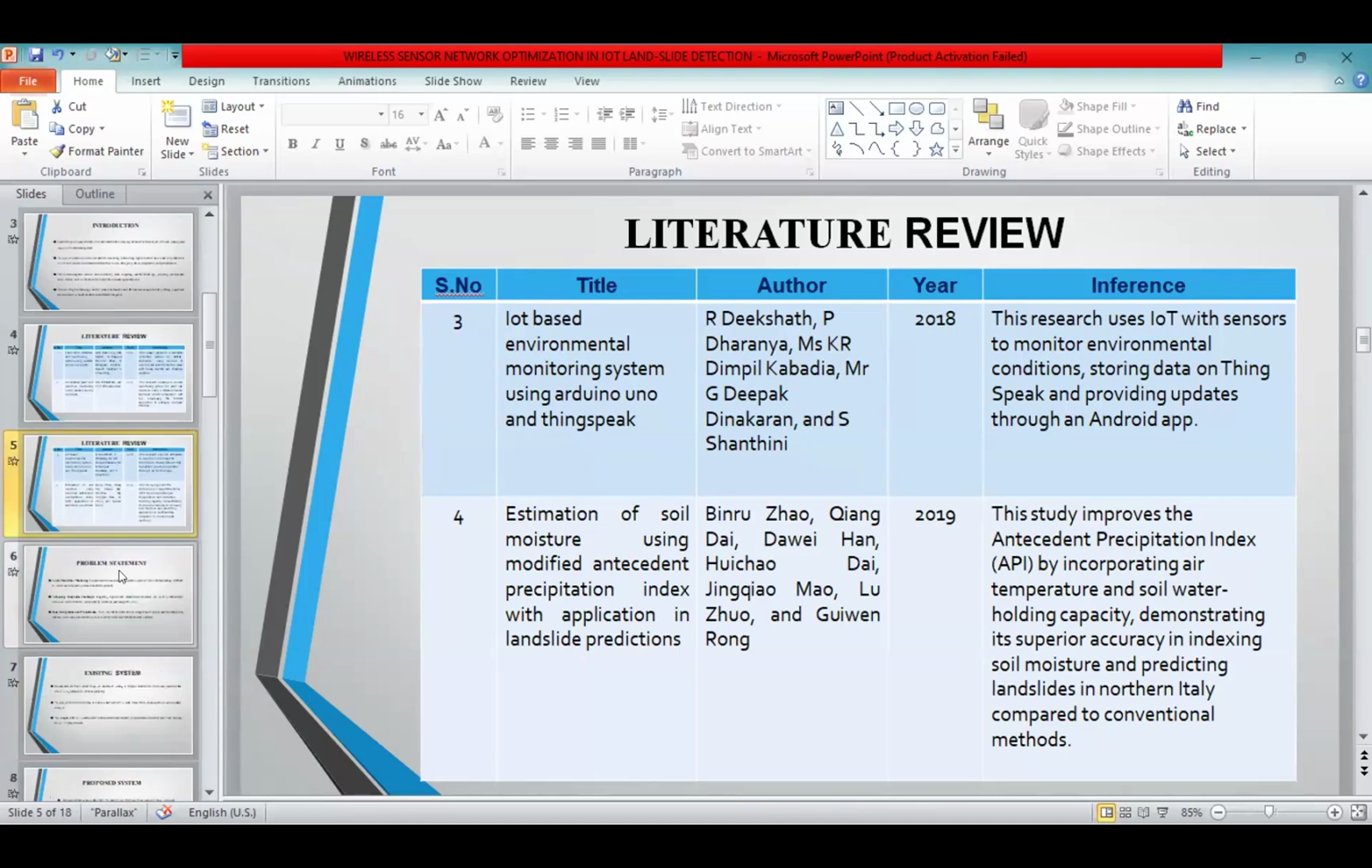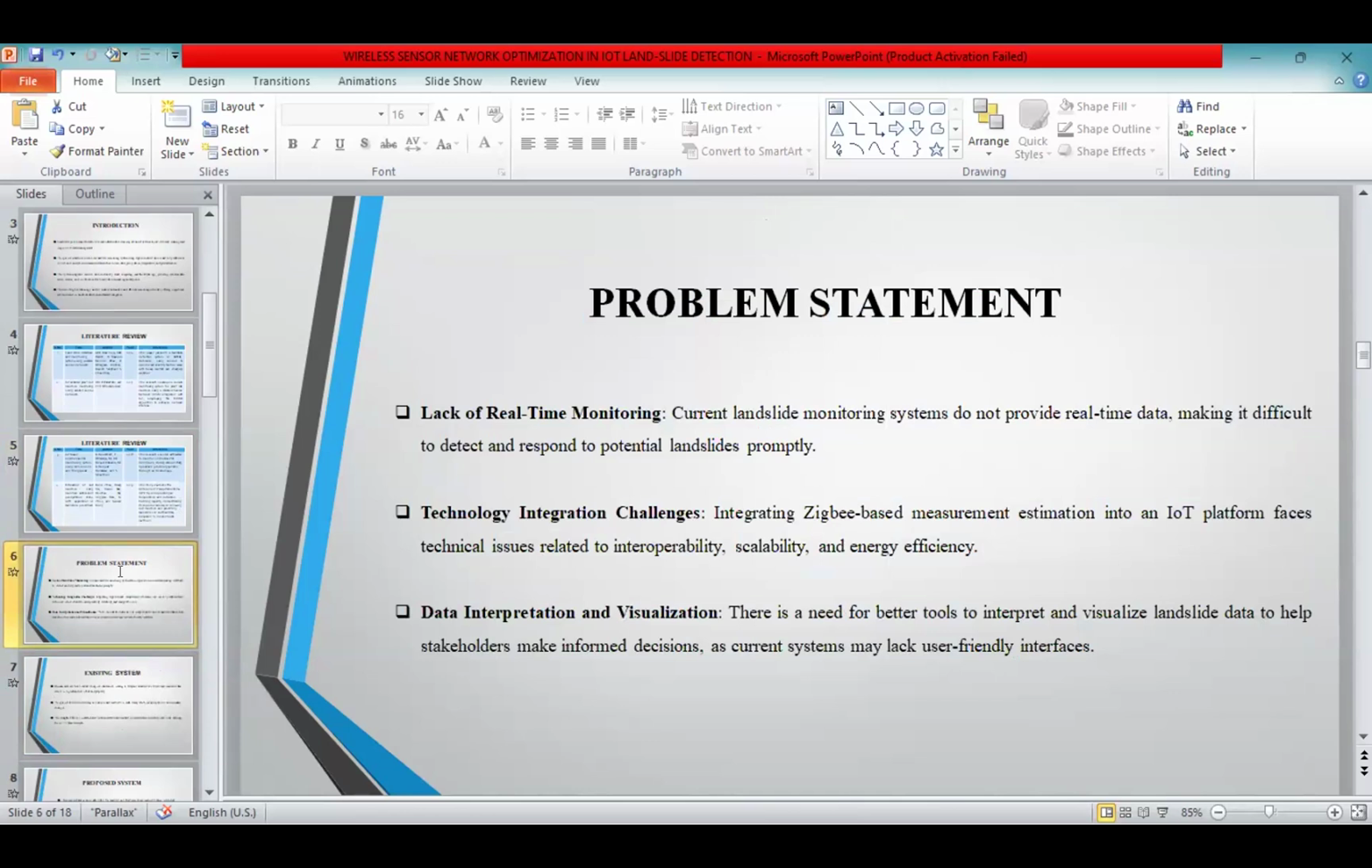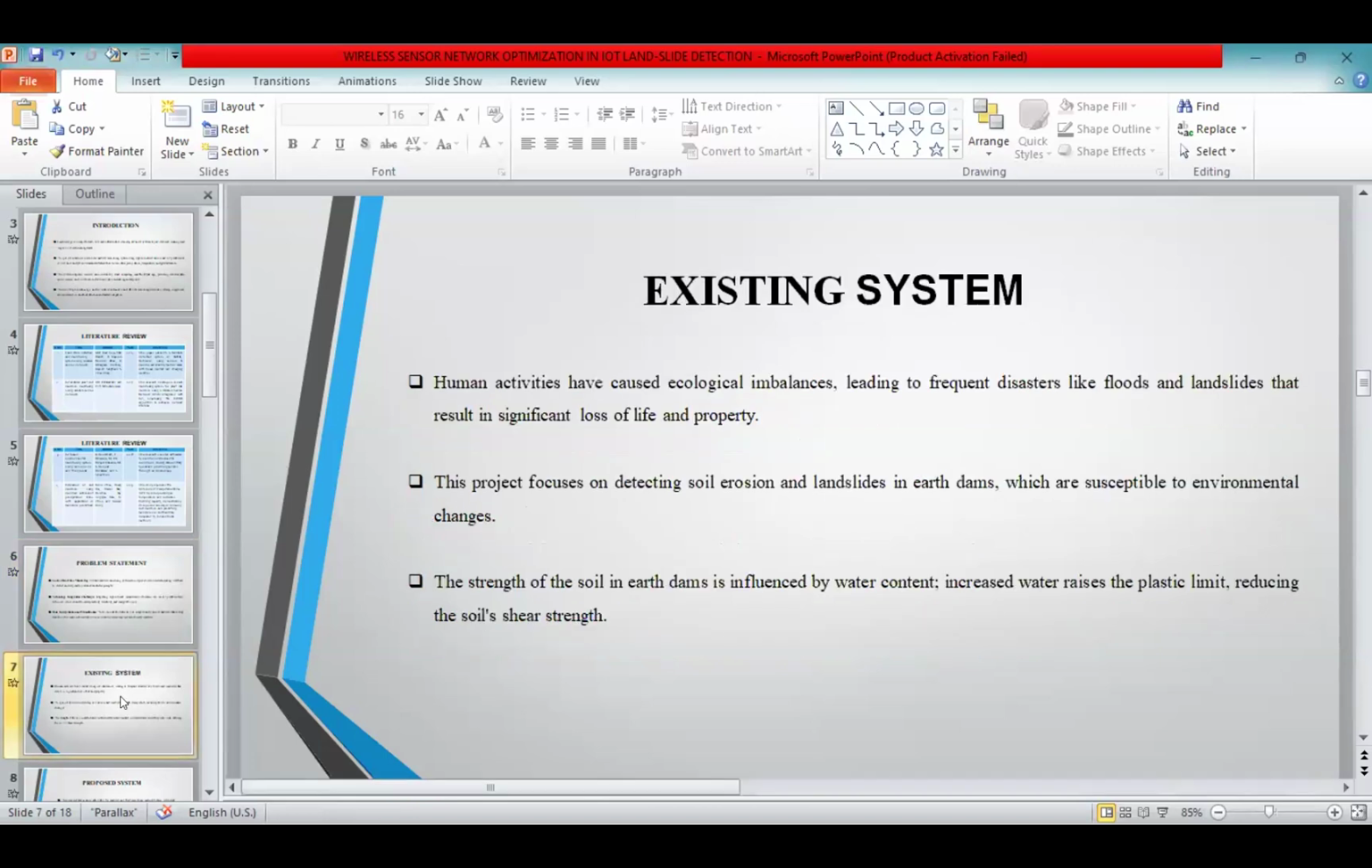Now we go with the problem statement. Here are the problems we discuss. The first one is lack of real-time monitoring. The monitoring systems do not provide real-time data, making it difficult to detect and respond to potential landslides remotely. In technical integration challenges, ZigBee-based systems established on IoT platforms face issues related to interoperability, scalability, and energy efficiency. For data interpretation and visualization, better tools are needed to interpret and visualize the landslide data to help make informed decisions. Next, we go with the existing system.